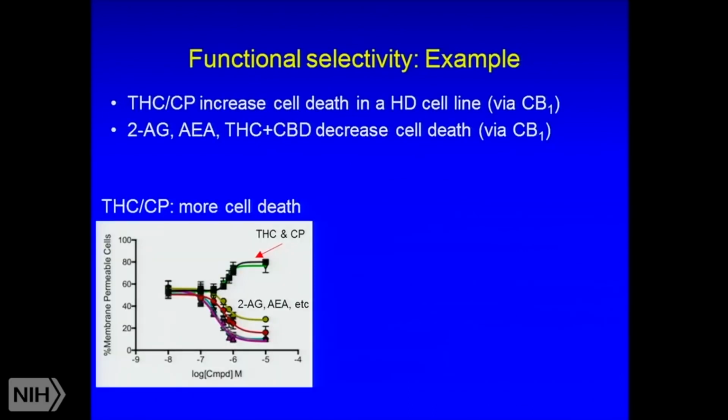And this is another example of why this kind of thing matters. This is looking at cell death in a Huntington's cell model line. So these are essentially indirect pathway medium spiny neurons cultured from a mouse that carries a polyQ expansion for the Huntington gene. And this is measuring cell death on the y-axis, so a higher number means more dead cells. You can see that THC and CP both increase cell death. However, a number of other compounds, including 2-AG and anandamide, decrease cell death, all working through the same receptor.